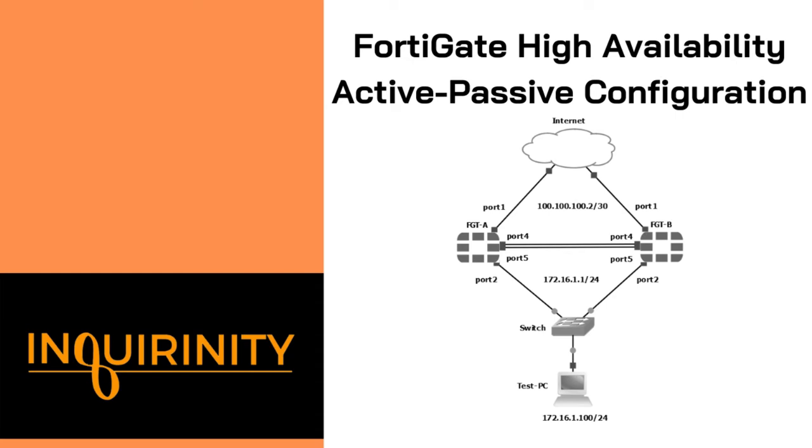Port 4 and port 5 of our FortiGate firewalls will serve as heartbeat interfaces. So the heartbeat interface will be used by the HA cluster for communication. So we will expect hello packets will be sent and received via these interfaces at regular intervals. Finally, we have our test PC with an IP address of 172.16.1.100/24. So from here, we can perform some verification if our HA cluster is working.